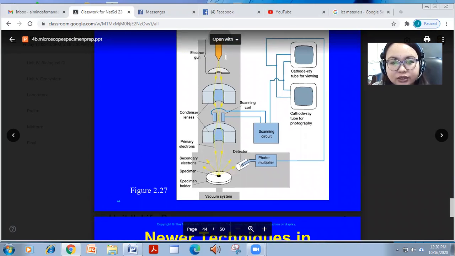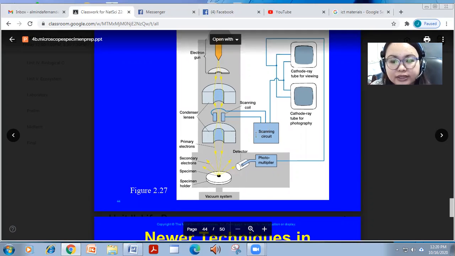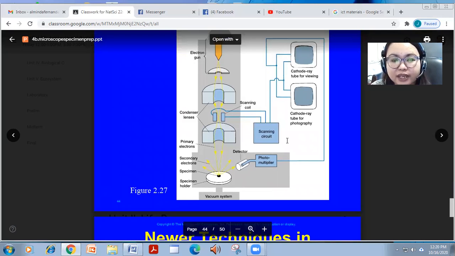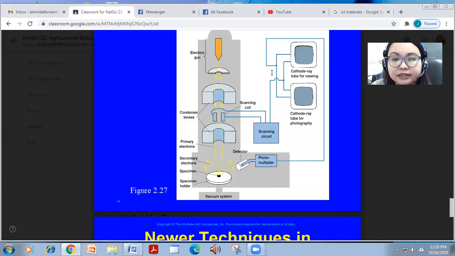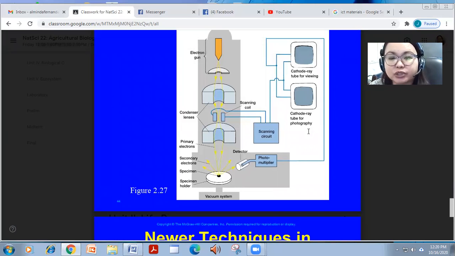So from the electron gun, you have there the condensing and the condenser lenses and the scanning coil, and the primary electrons are reflected here. And this is the specimen holder with the specimen. So in this part here, you can see the detector, the photomultiplier. This is under the vacuum system, and the scanning circuit, which contains a cathode ray tube for viewing and a cathode ray tube for photography.